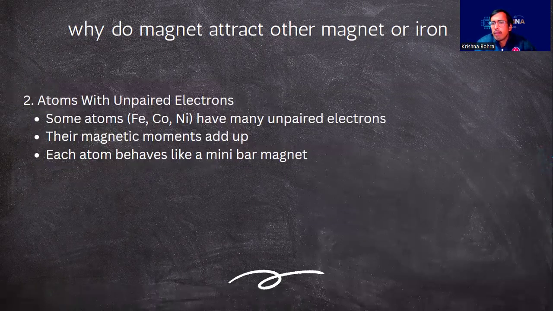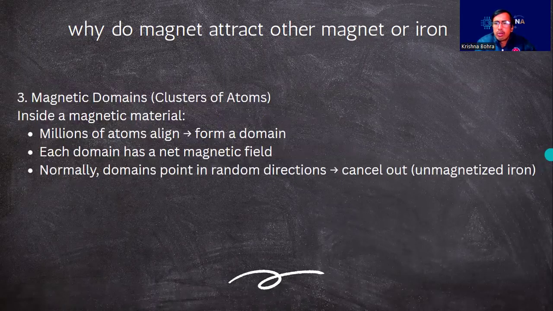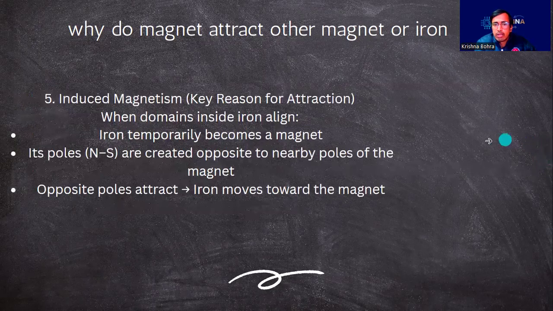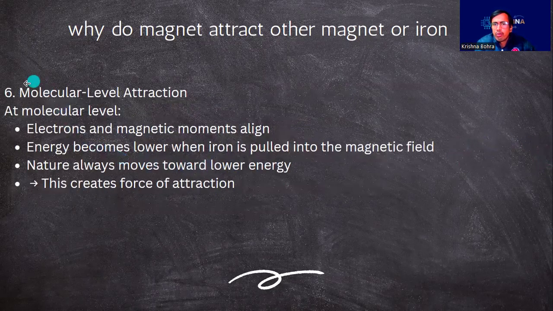Now you know why a magnet attracts a magnet, and also why a magnet attracts iron or ferrous substances. So we have understood how a magnet attracts other magnets and iron or other ferrous substances.